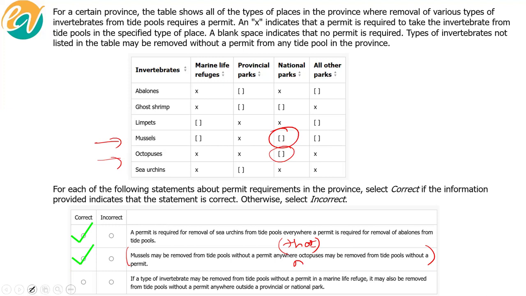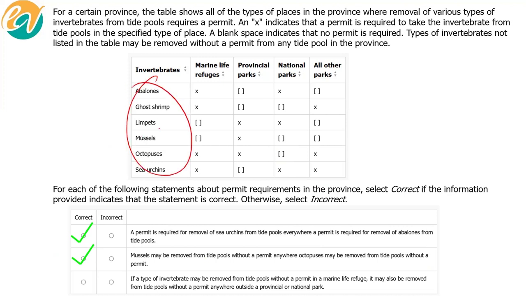So correct. Now let's come to the third one. By the way, all these are listed as invertebrates. If a type of invertebrate may be removed from tide pools without a permit in a marine life refuge, it may also be removed from tide pools without a permit anywhere outside a provincial or national park. So what would we look at first? Marine life, very nice. Where can invertebrates be removed without a permit?